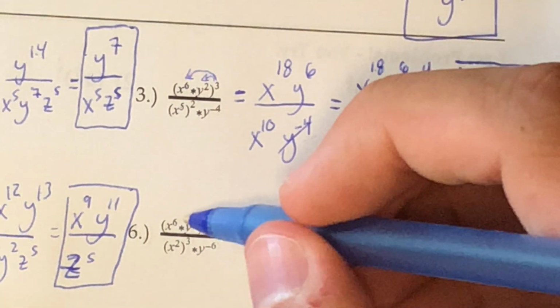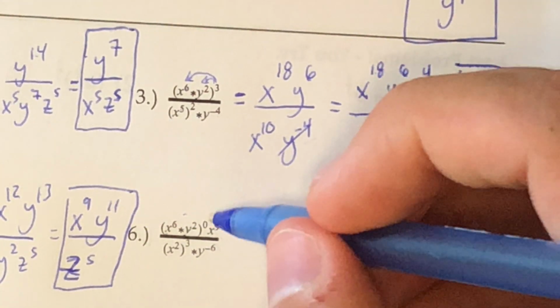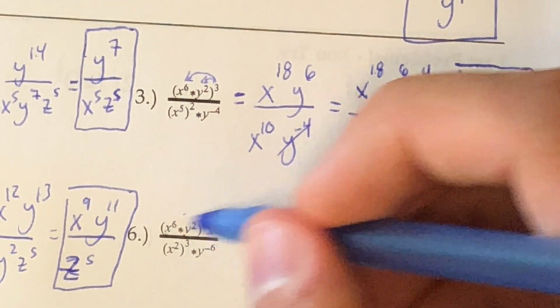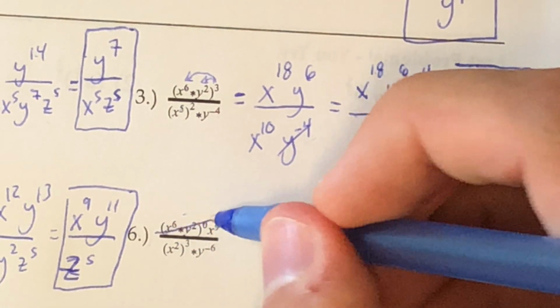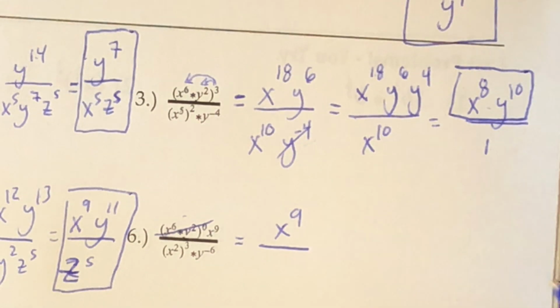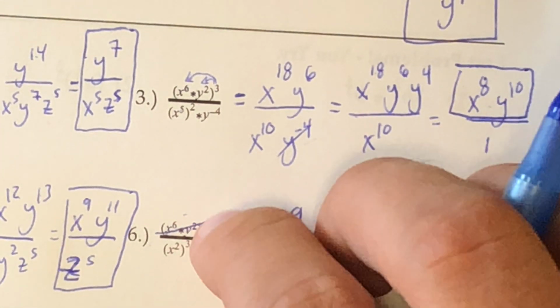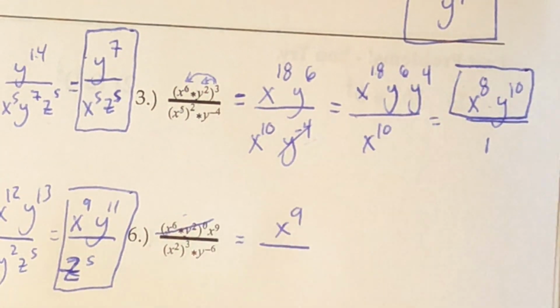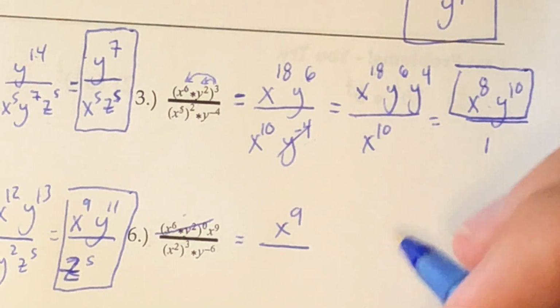Last one here, x to the 6th y squared, all to the power of 0. So anything to the power of 0 is just going to be 1. So we don't have to worry about that, which is nice. So we just have that x to the 9th up top. If that x to the 9th didn't exist, all you would have would just be a 1 on top.